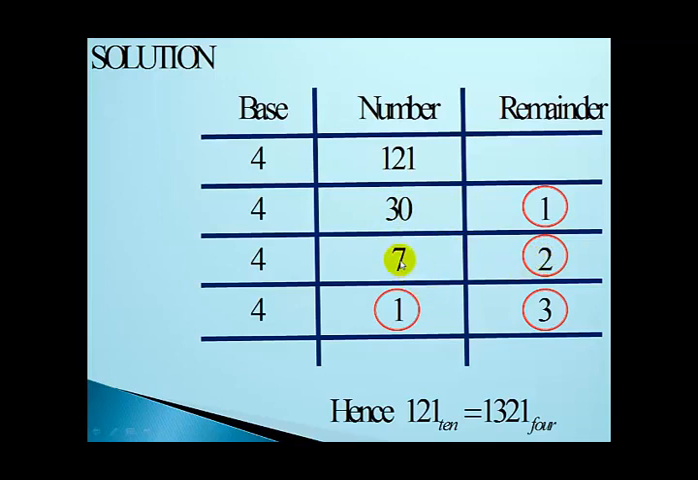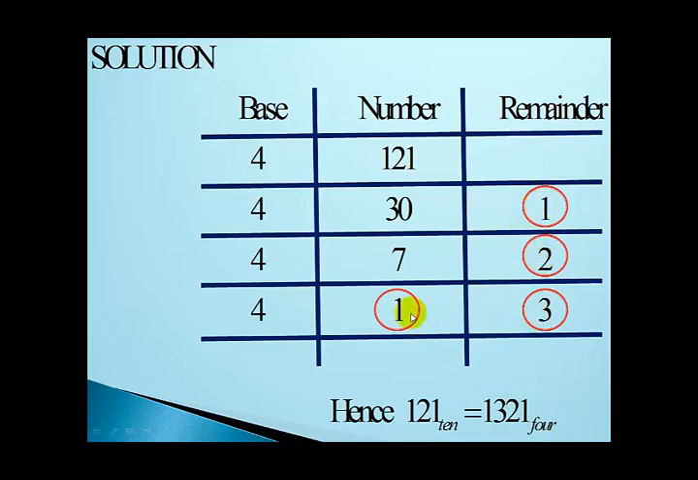Now 7 divided by 4 is equal to 1, and the remainder is 3. Why is the remainder 3? Because 1 times 4 equals 4, and the difference between 4 and 7 is 3, and so the remainder is 3. Now because 1 is less than the base, we stop here and write it as follows. We have 1, 3, 2, 1 base 4. This means that 121 base 10 is equal to 1, 3, 2, 1 base 4.